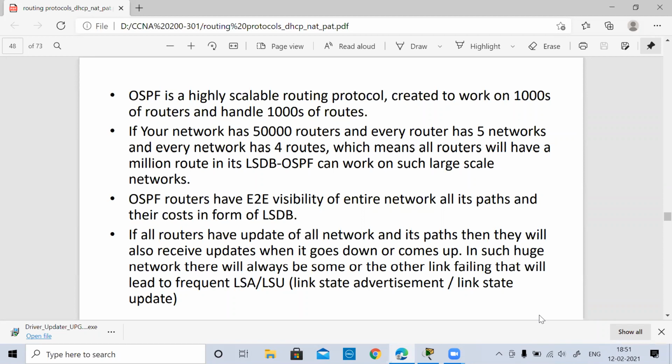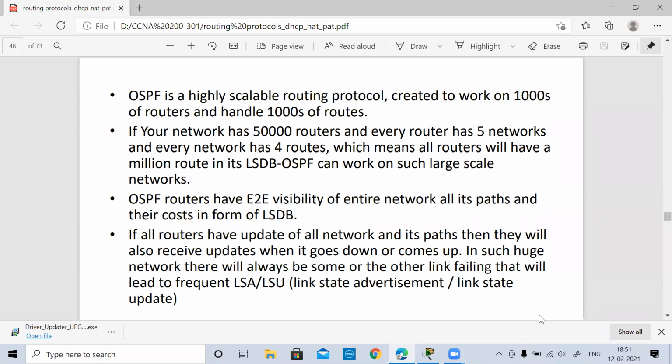Okay, and it's going to be very large. For a very large network we can have this kind of database. Now for end-to-end visibility, we have understood that each and every router in the network should have this database, so that they have a map with them.